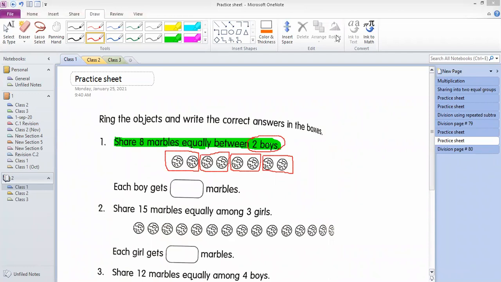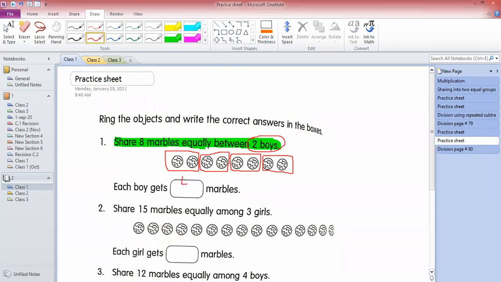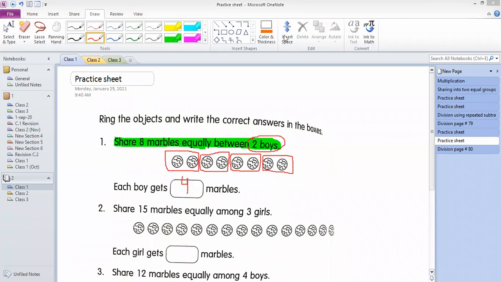4, sir. 4. Very good. And you all answered it correctly. The answer is 4. If you share 8 marbles equally between 2 boys, each boy will get 4 marbles. Very good. Do you understand this grouping method, guys? How you can find out the division with the help of grouping?